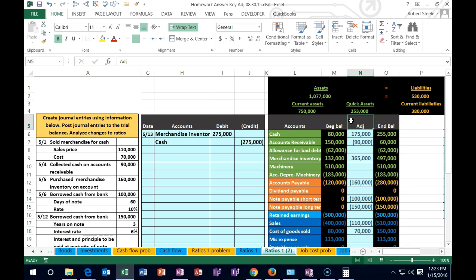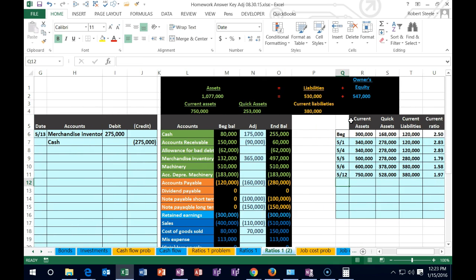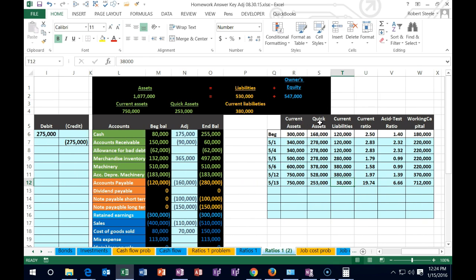So let's see what the effect is on our ratios over here. We are now on 513. We are going to say that our current assets are at 750,000 and no change. Why? Because it went up and down. Cash went down, merchandise inventory went up. However, the quick assets are now at 253,000 because the inventory isn't part of the quick assets. The current liabilities, no change. We didn't affect the current liabilities, and therefore 380,000. And therefore I'm going to recalculate these.